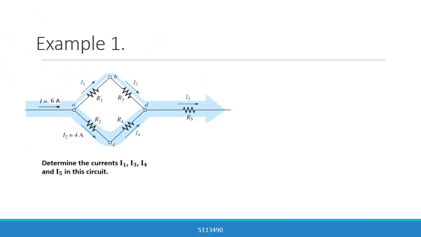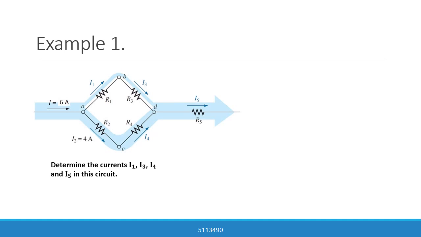Example 1, where we've got an electrical system with the current entering in, it splits off, goes back around and joins back together. So we want to find I1, I3, I4 and I5. Firstly we use Kirchhoff's current law at node A to calculate I1. So we've got the current entering equals the current leaving. So I equals I1 plus I2. And we know what I and I2 are. So then we find I1 from there, which equals 2 amps.